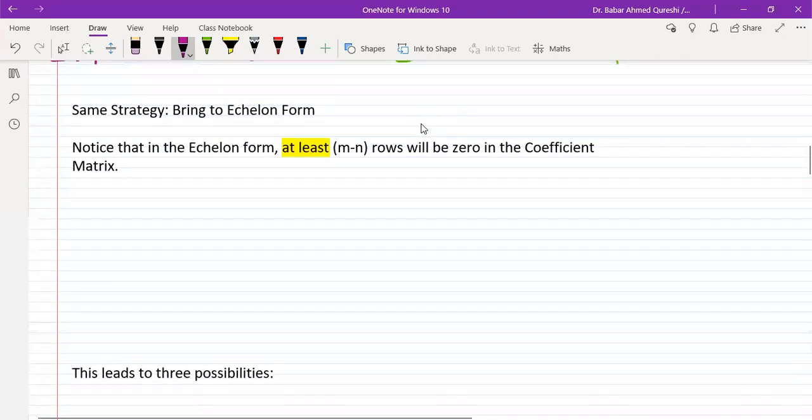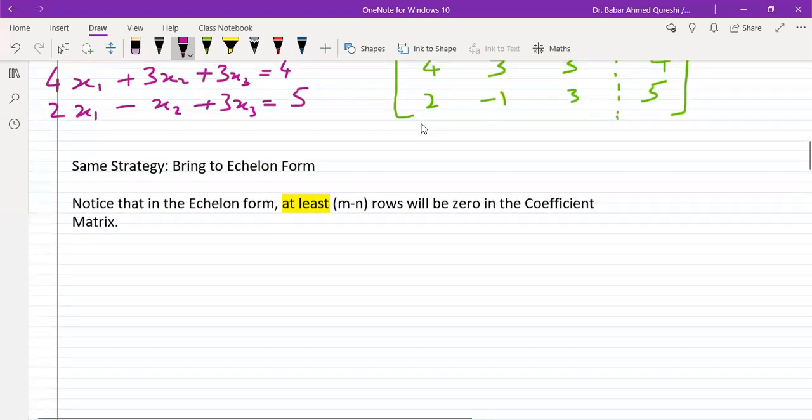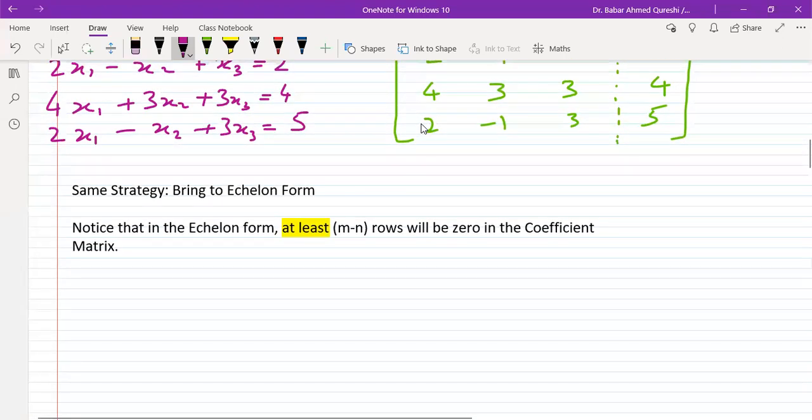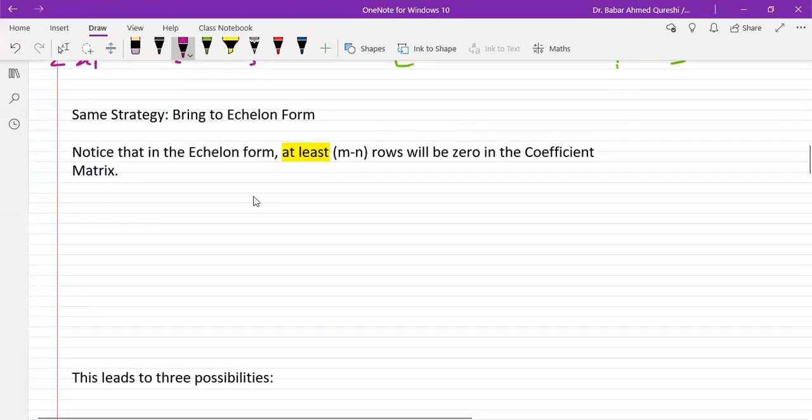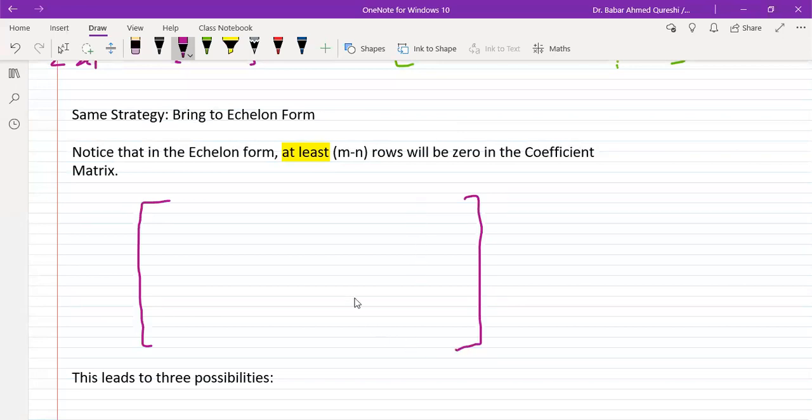Now, because of this fact, you can make some general statements. So if I write some general matrix corresponding to an overdetermined system, I will have things like this. So let's say I'm writing a 3 by 5 system.